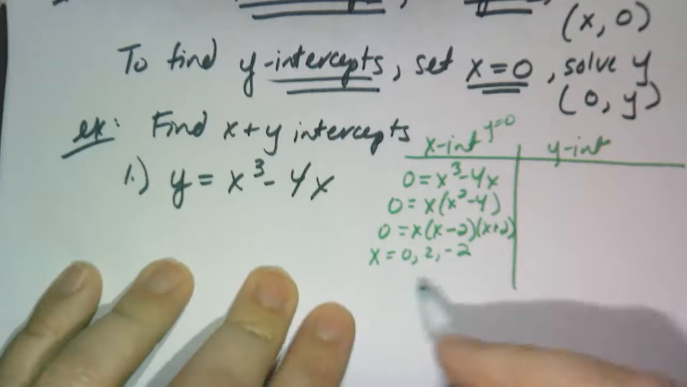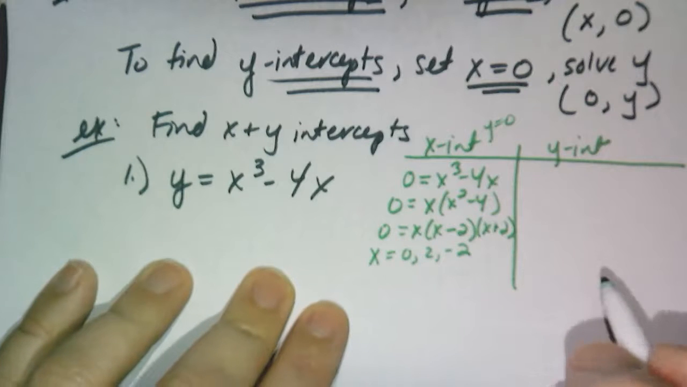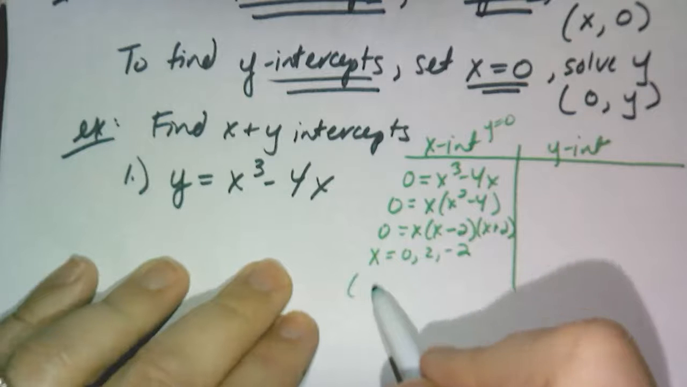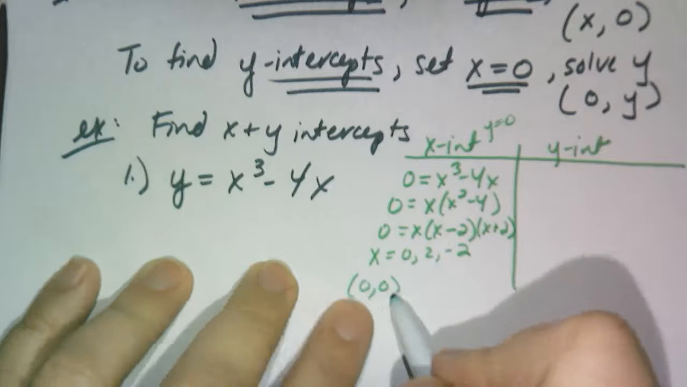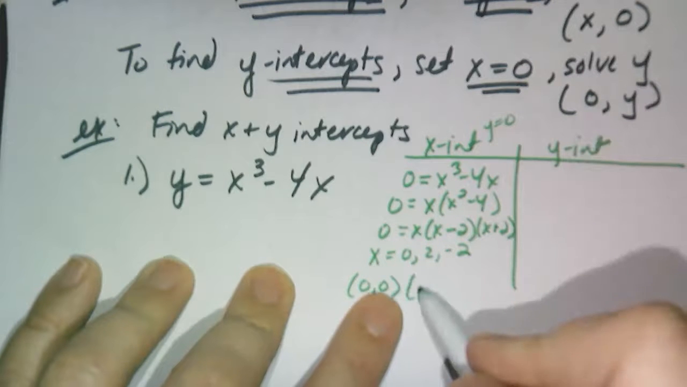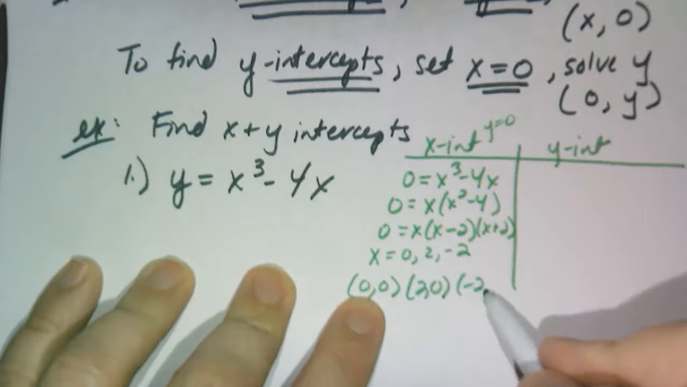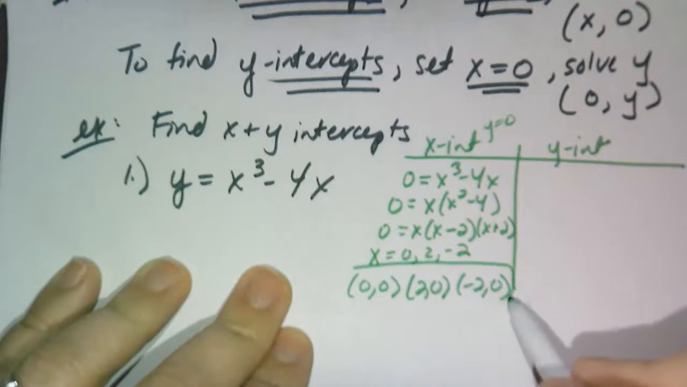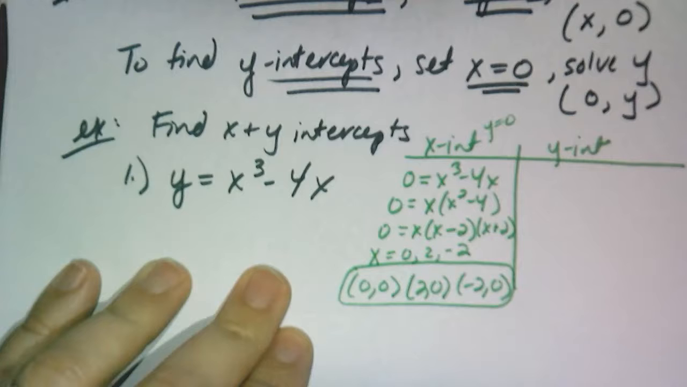If I were to ask you to write them as coordinates on the graph, they would be at, again, 0, 0. Remember, your y is 0: 2, 0, and negative 2, 0. Those are your x-intercepts right there.